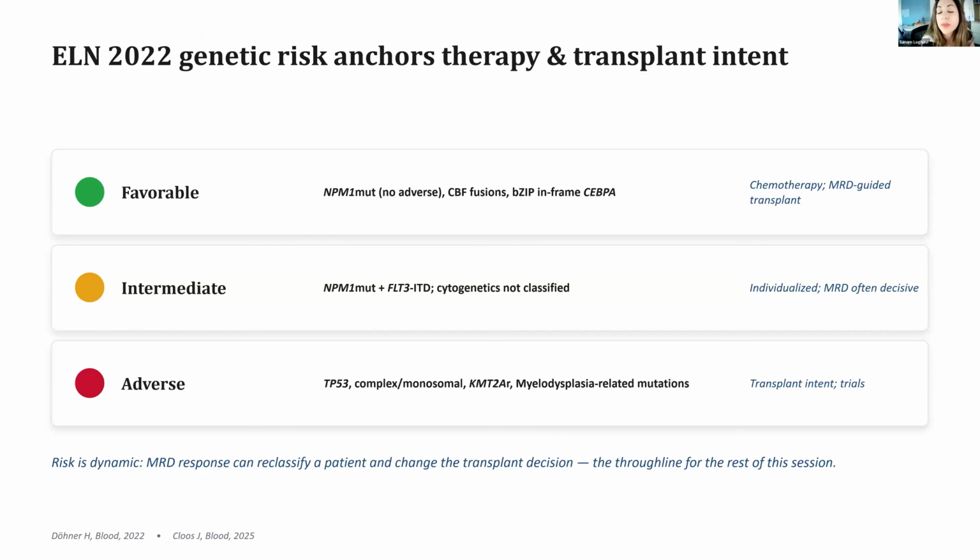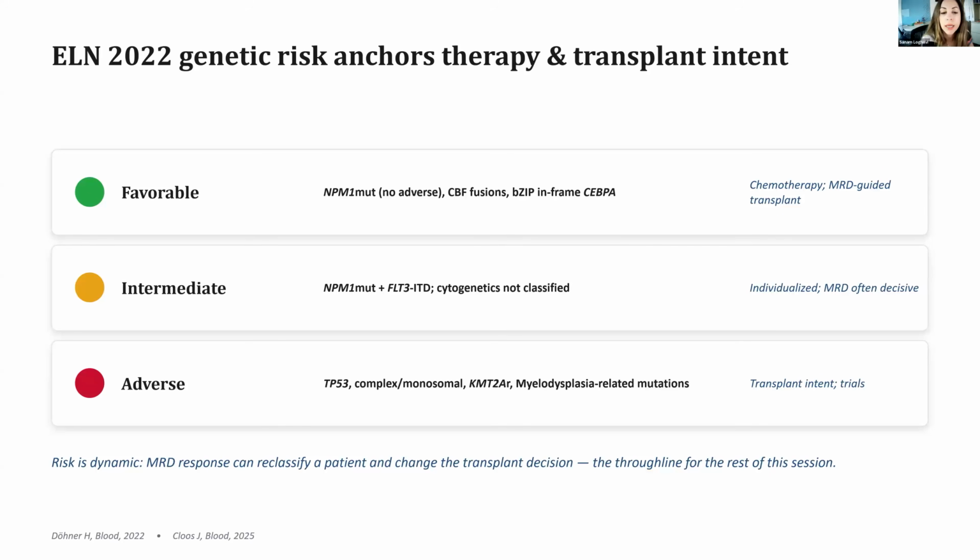So when we think about these genetic subtypes of AML, we generally break AML into 3 risk categories. One is favorable, and of course, this is in comparison. There's no such thing as a favorable AML, right? But this is in comparison with the other ones. So favorable is really the ones that have NPM1 mutations with no other adverse mutations, core binding factor fusions, and then CEBPA mutations in the bZIP domain of the gene, that are in-frame mutations.